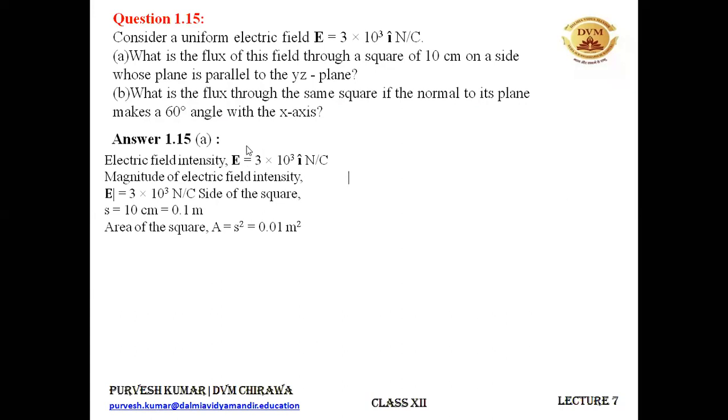These are the quantities that are given to us. Electric field is equal to 3 into 10 to the power 3 i cap. The magnitude of the electric field is 3 into 10 to the power 3 only. I cap suggests that it is acting along the x direction. And the side of the square is 10 centimeter. When we convert it into meter, it becomes 0.1 meter. And the area of the square is side squared, which comes out to 0.01 meter square. Side multiplied by side, 0.1 multiplied by 0.1, becomes 0.01 meter square.